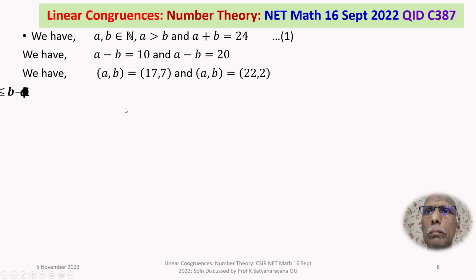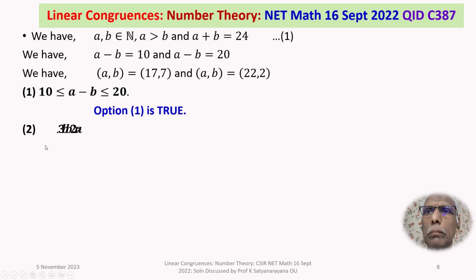Let's call the option 1: 10 less than or equal to a minus b less than or equal to 20. This statement is true because a minus b is 10 is satisfied, and a minus b is equal to 20 is satisfied. So therefore the option 1 is true.